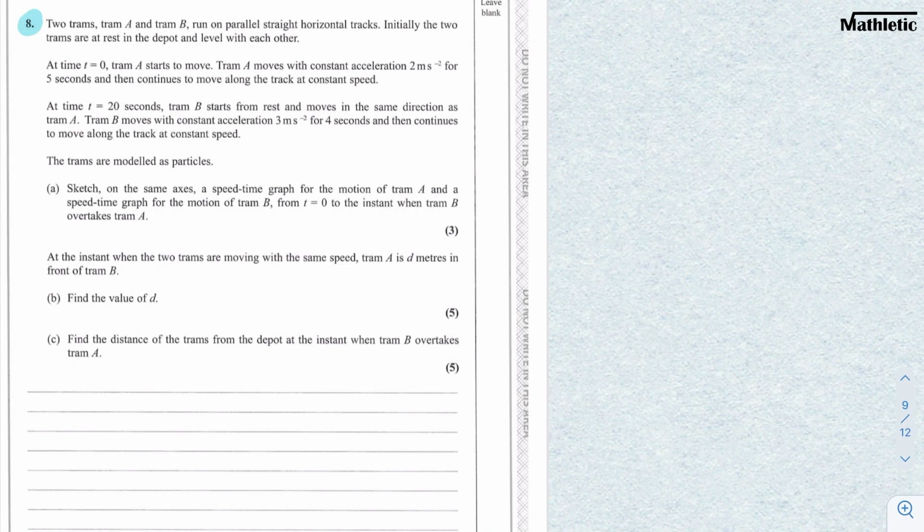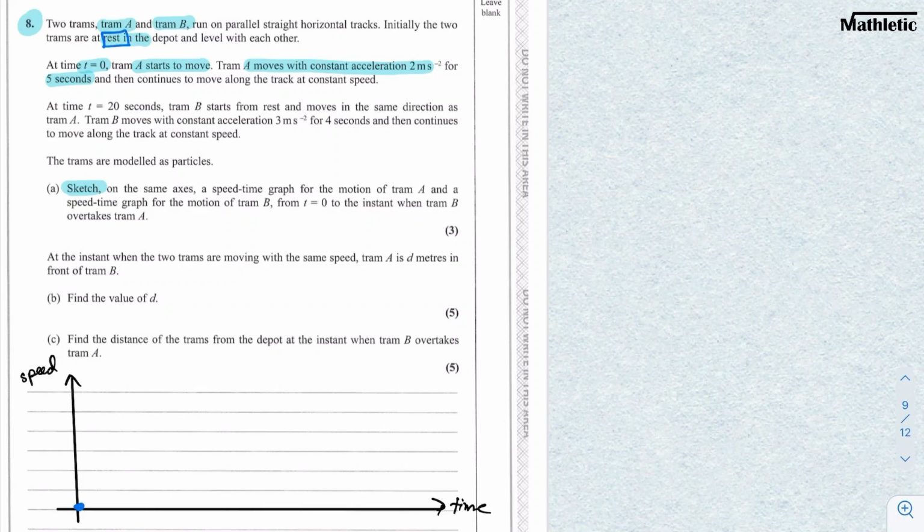Number 8 is based on a speed time graph. So we have two trams, tram A and tram B. Initially the two trams are at rest, and when t equals 0, A starts to move. A moves with constant acceleration of 2 for 5 seconds. So eventually we need to sketch, right? Let me just start with that one. Tram A moves with constant acceleration of 2 for 5 seconds.